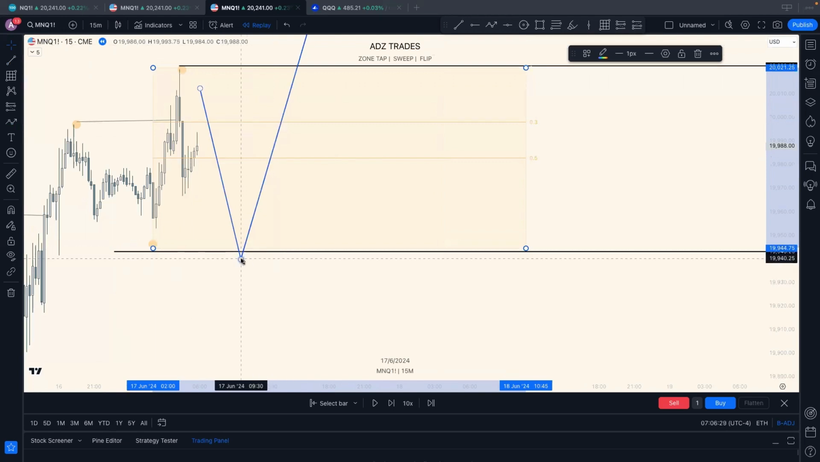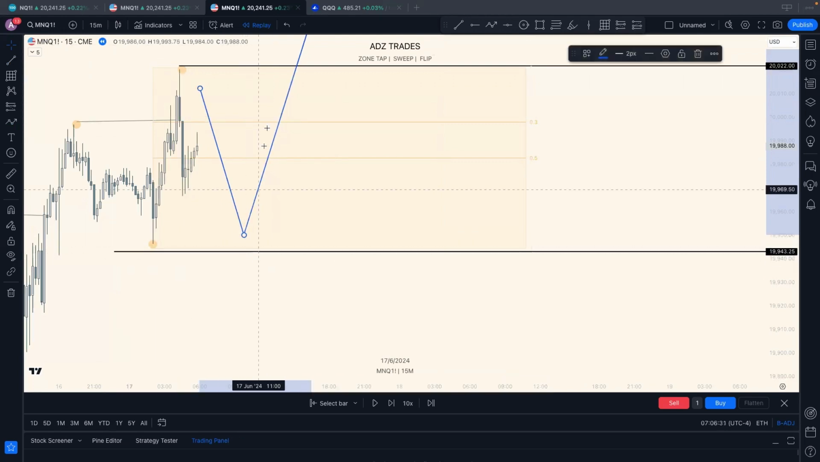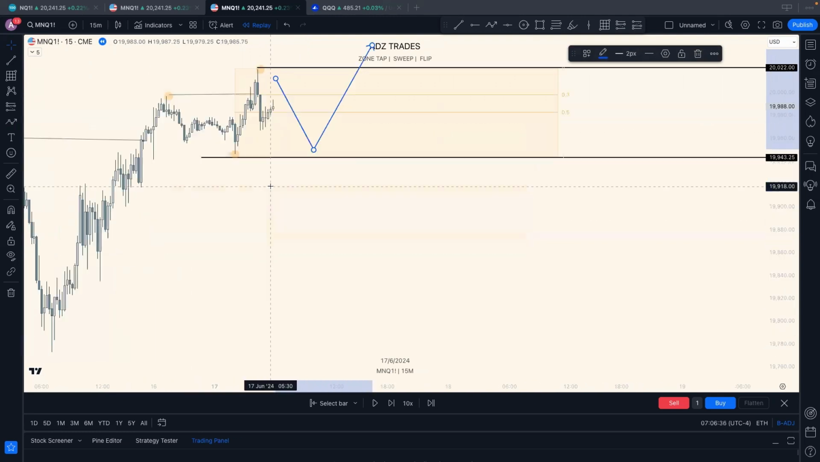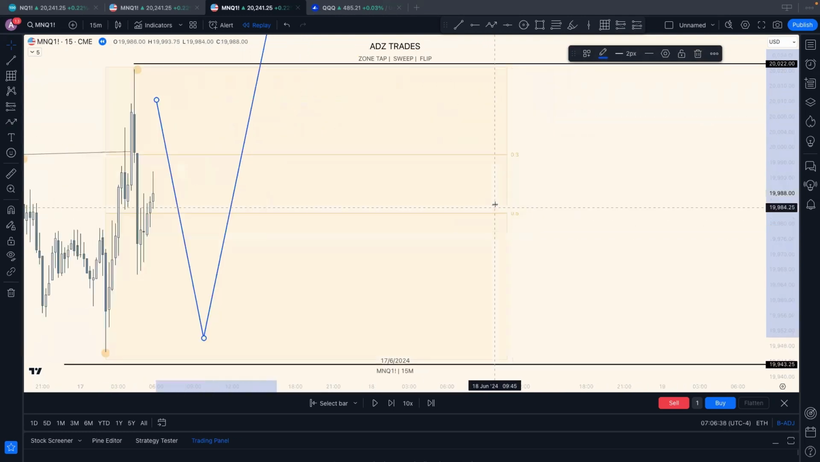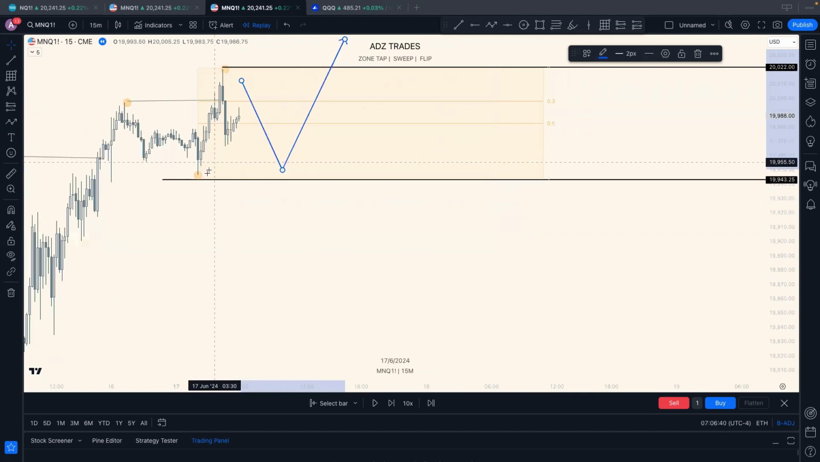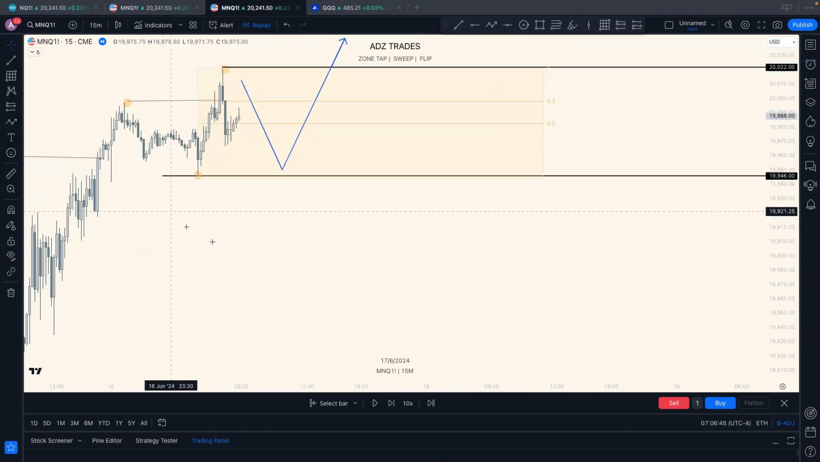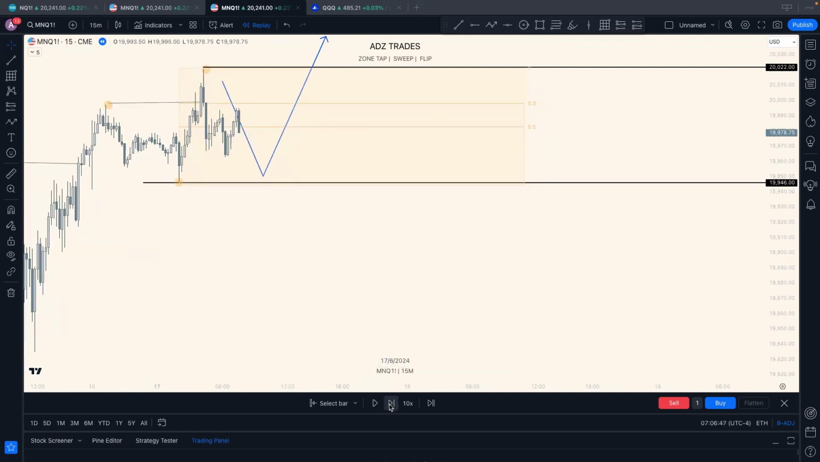Well, we have two scenarios. We're going to respect this low and make a higher high to continue with the trend, or we're going to break this low, get a change of character, and start moving to the downside. So a change of character has to be a candle close. So if I don't get a candle close below here, we are still in an uptrend. So let's see.